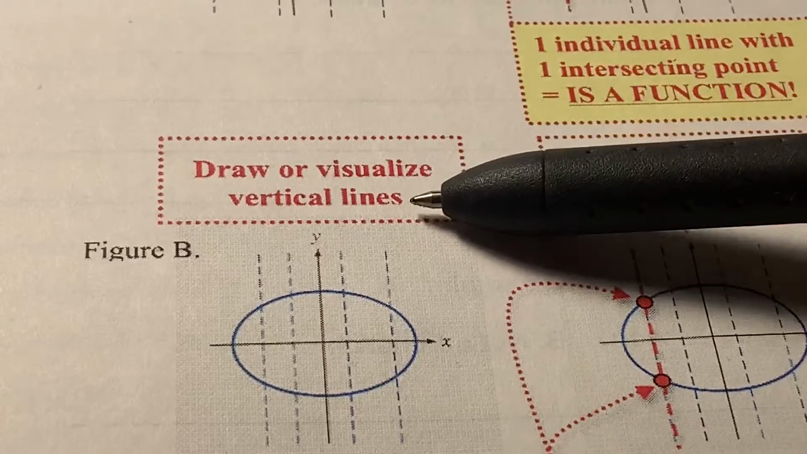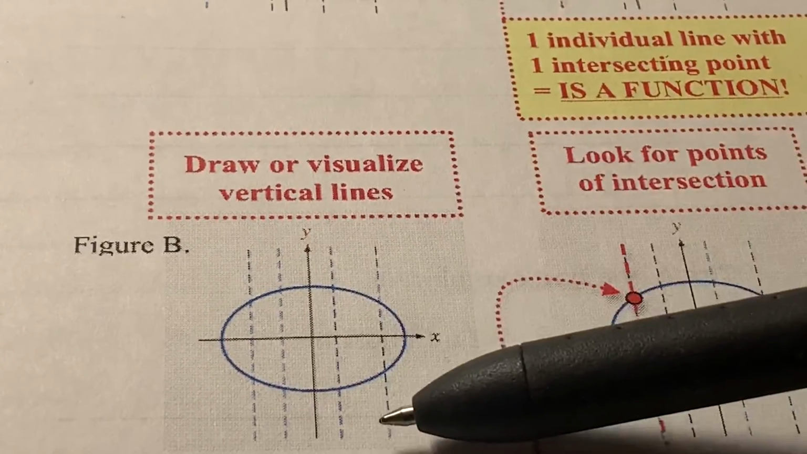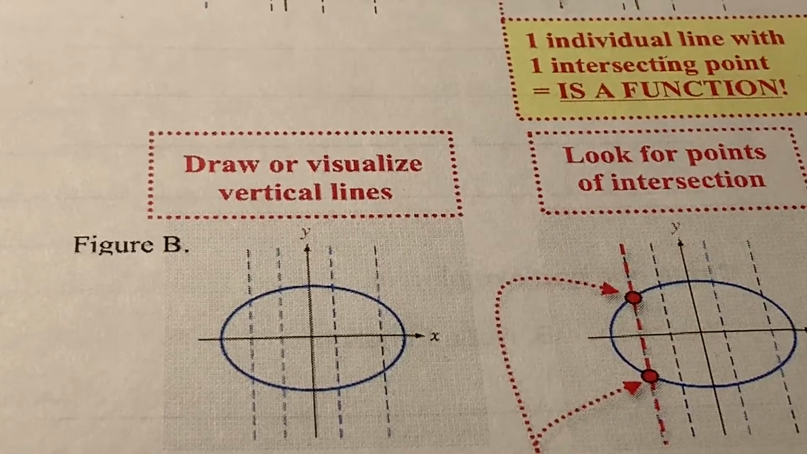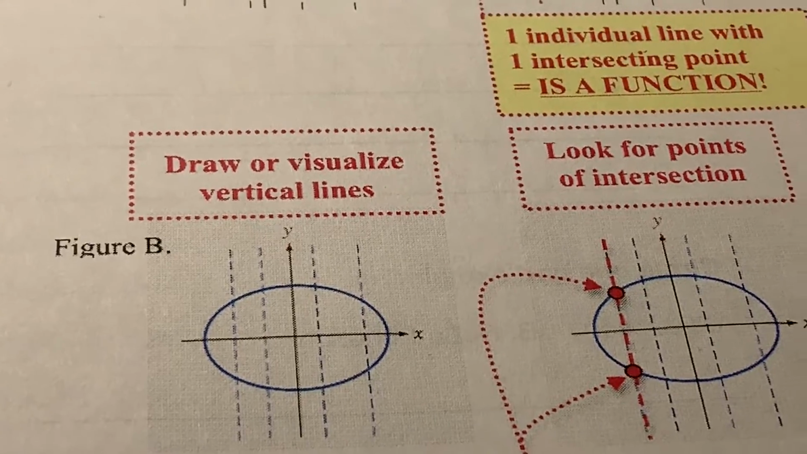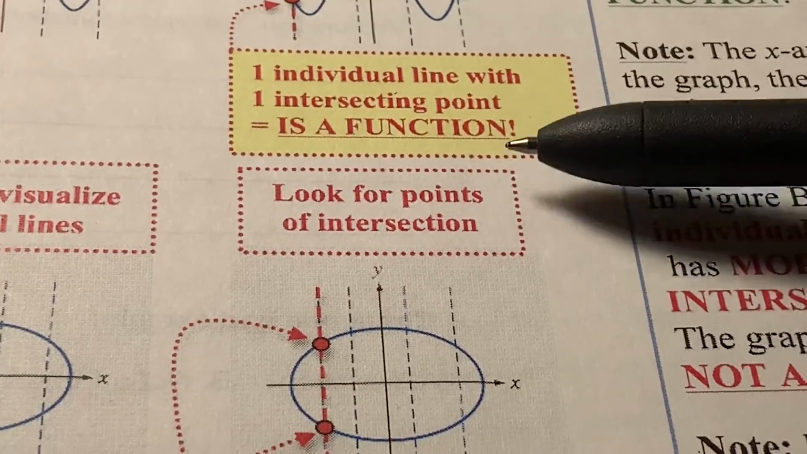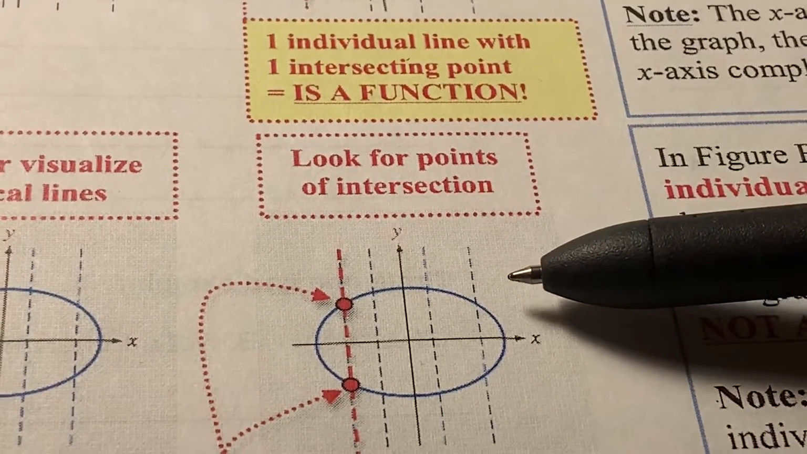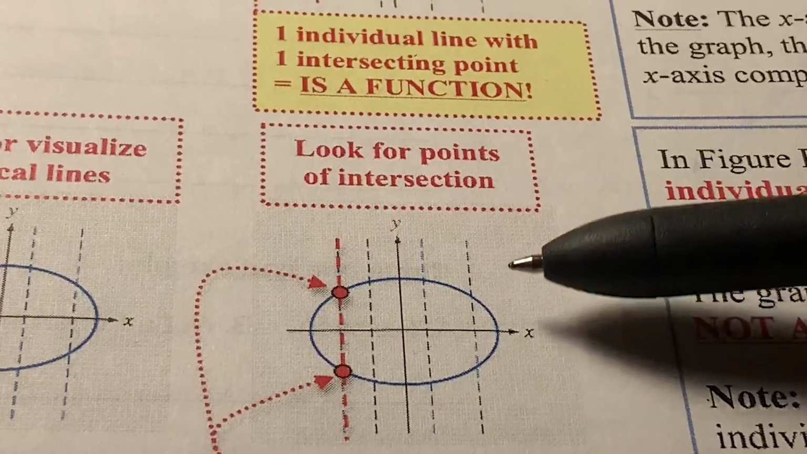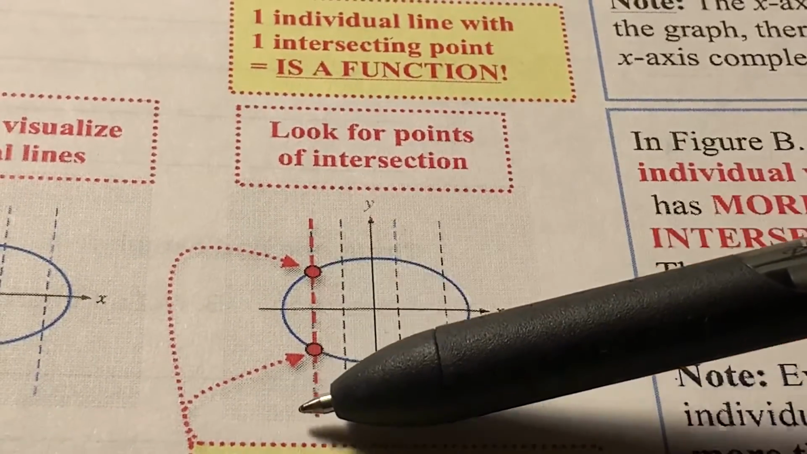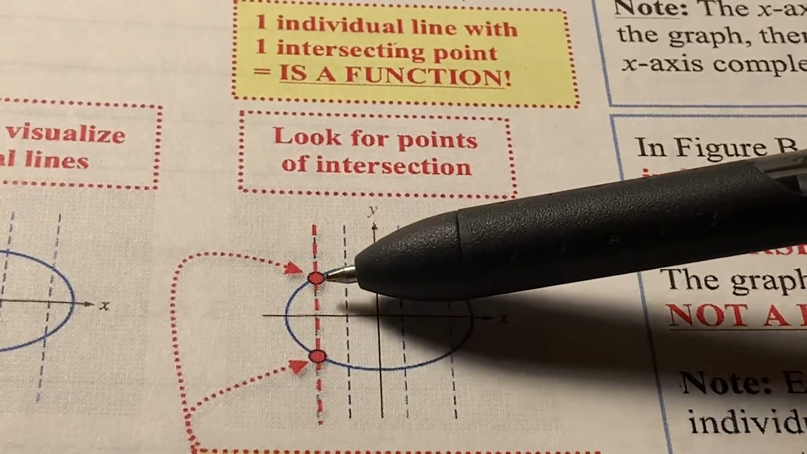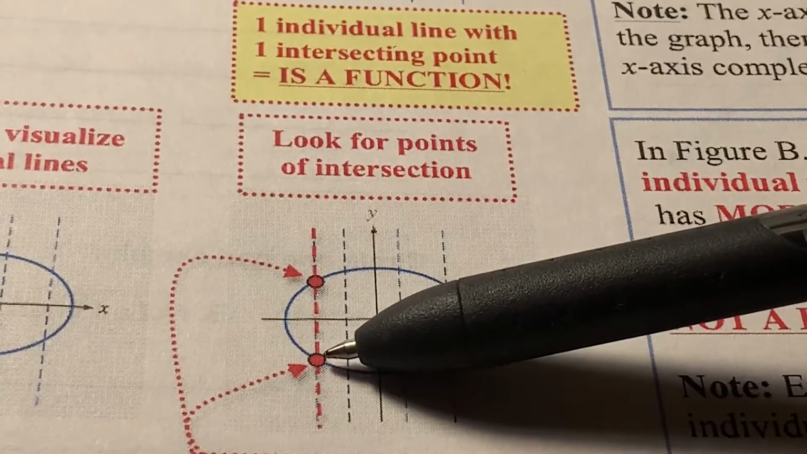Draw or visualize vertical lines. Once again, we have four vertical lines drawn. Again, ladies and gentlemen, you don't have to draw four. You can draw one, you can draw two, any number you want. Look for points of intersection for each individual line, folks. So look here. We have this individual line, but wait a minute, how many points of intersection do you see now? One, two. Ah, look at that.